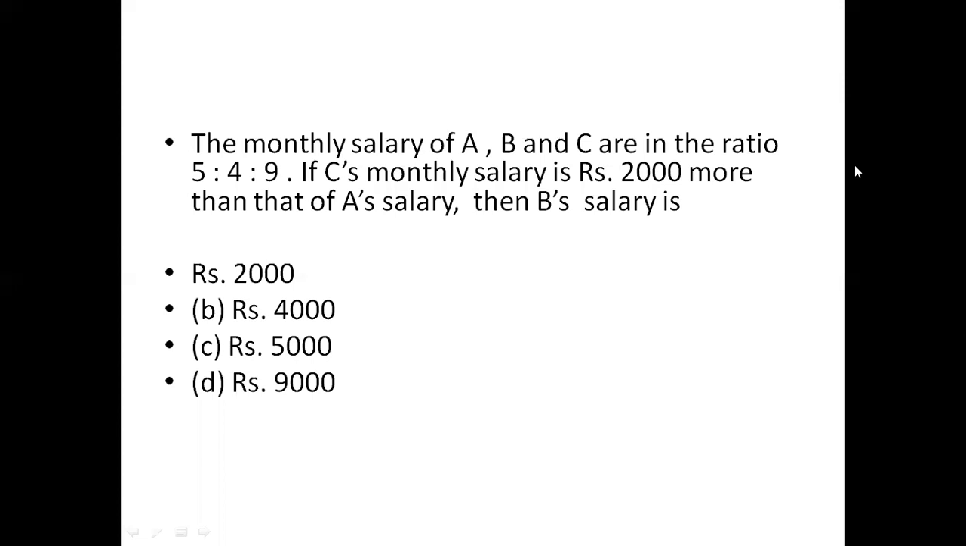The monthly salaries of A, B, C are in the ratio 5:4:9. If C's monthly salary is rupees 2000 more than that of A's monthly salary, then B's salary is what? The monthly salaries of A, B, C are in the ratio 5:4:9. If C's monthly salary is 2000 more than A's monthly salary, what is B's monthly salary? Please don't tell me 4000. Guys, please don't tell me 4000.